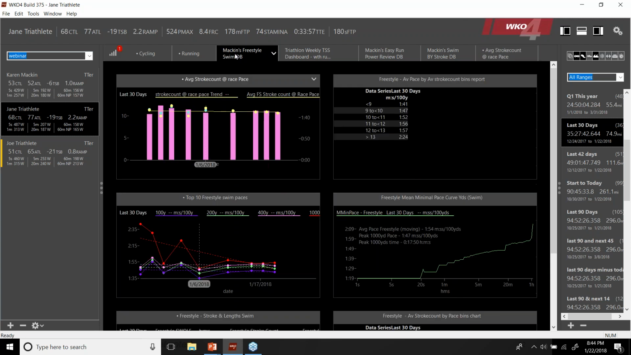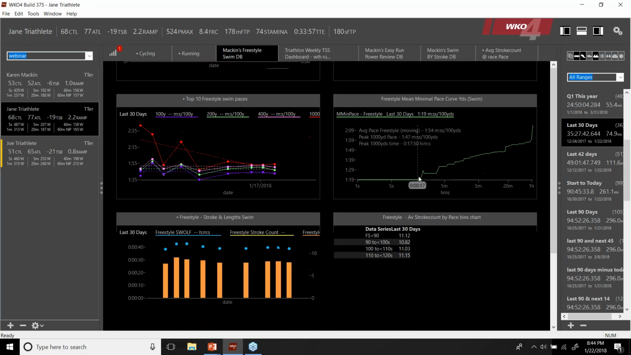Oh, some of the other things on the dashboard that I wanted to show you. Again, we have the top 10 here. We've got the mean maximal. You've seen those. These are top 10 paces for various strokes. You've seen this before already. It's got some basic information. But again, here's some freestyle average pace by stroke count. So we can kind of see what that is.